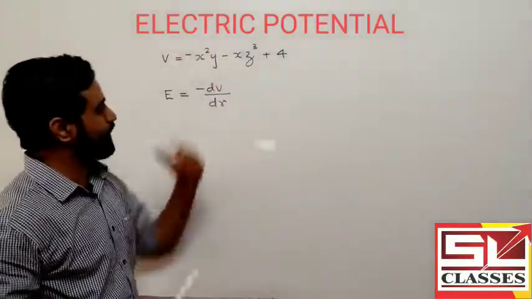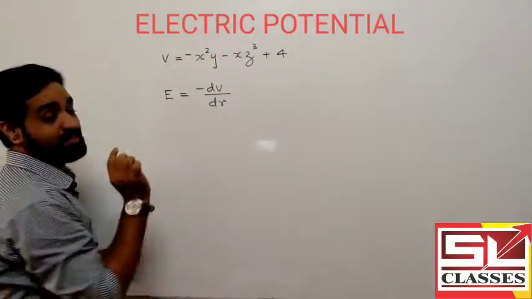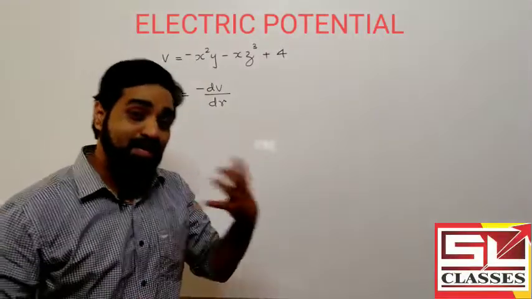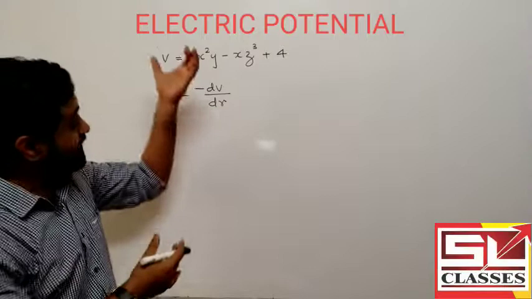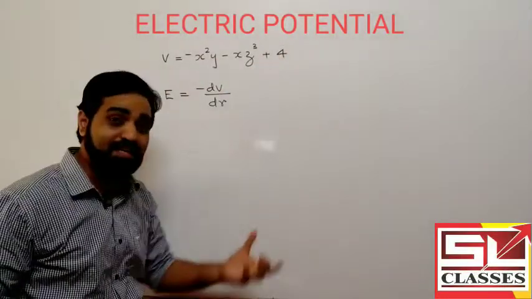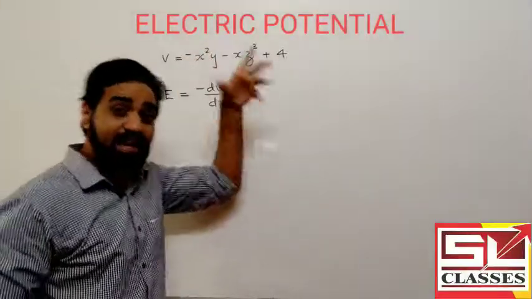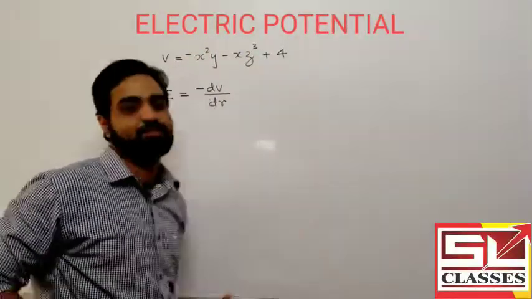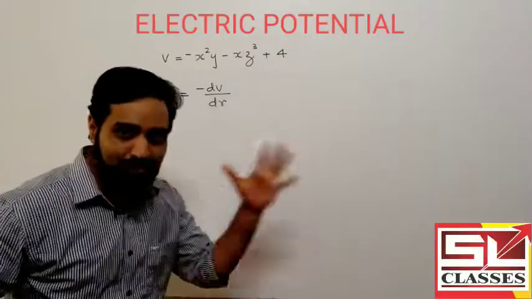So in this situation, to find electric field intensity, we have to do the partial derivative. Partial derivative means taking the derivative of this potential by taking x, y and z as variables separately in 3 steps. Okay, you can listen to the mathematical steps.